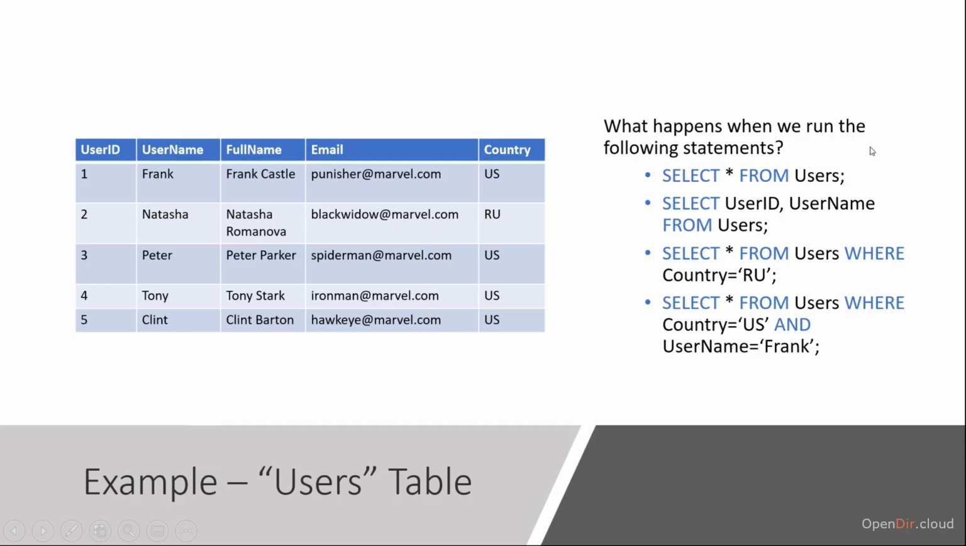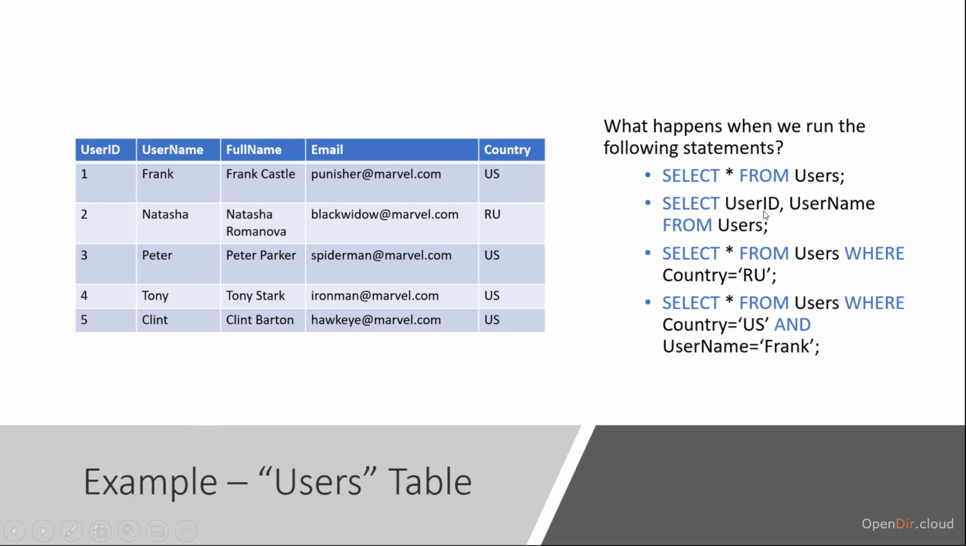So let's look at an example. Let's say here that we have a SQL table, and the table is called users. And we have 5 users in this table. Now we've got Frank as the username here, full name Frank Castle, email punisher@marvel.com, and the country they belong to. So what's going to happen when we say select from users? Okay, well, we're going to select star from users. So star is a wildcard. And this here is an end statement when we have the semicolon. That's ending the statement. So we're just going to say select wildcard from users, meaning select everything from users.